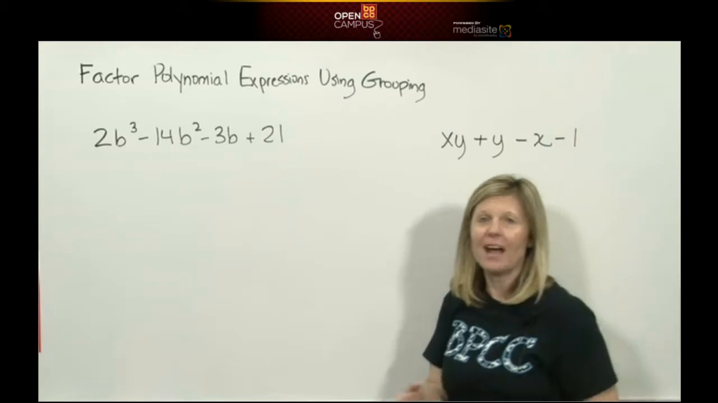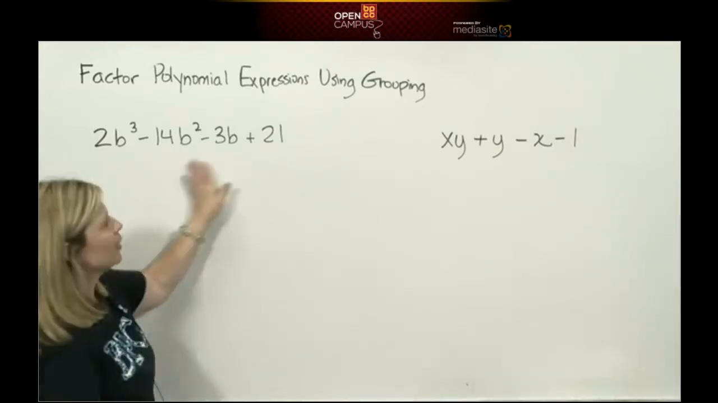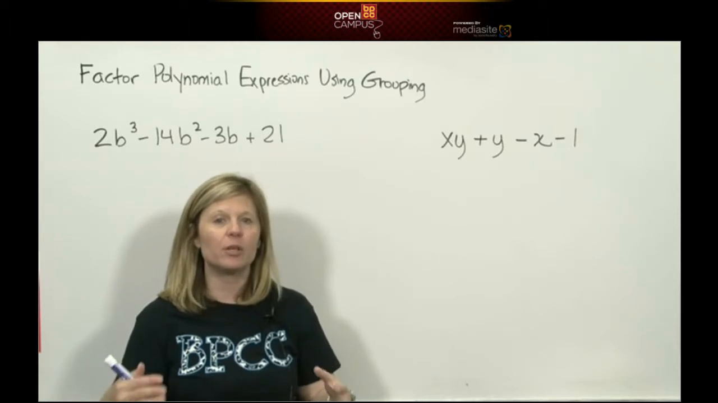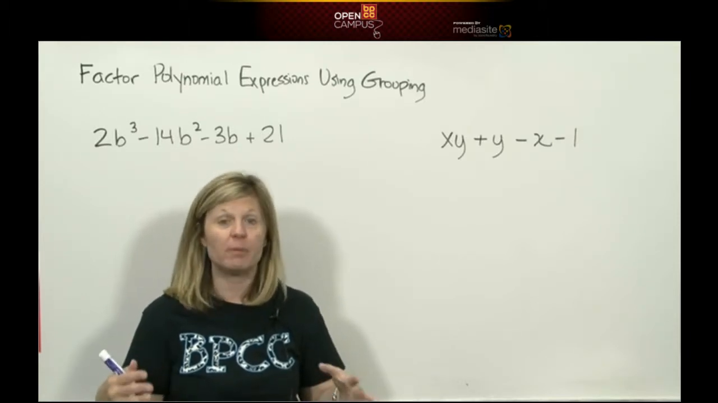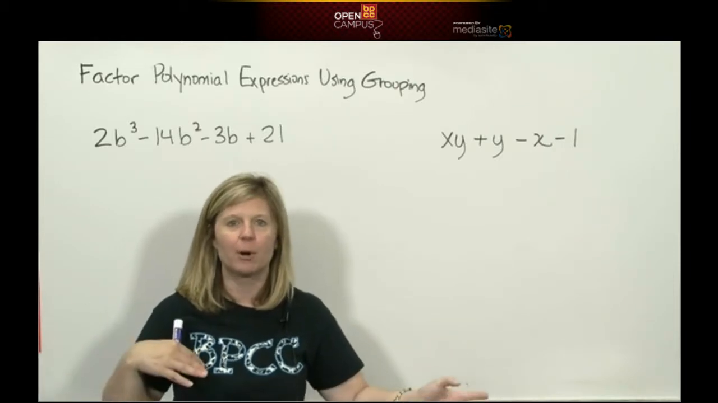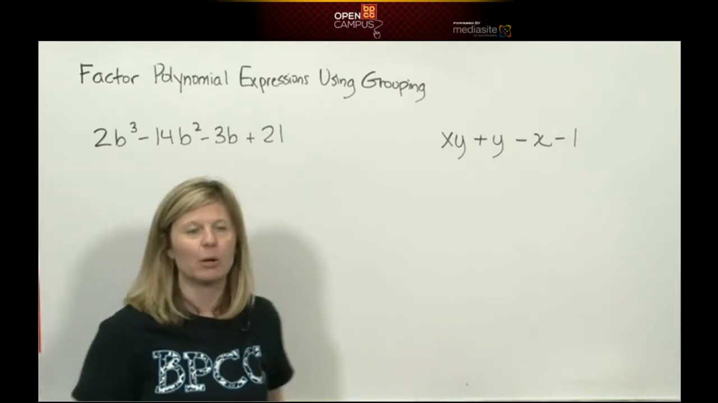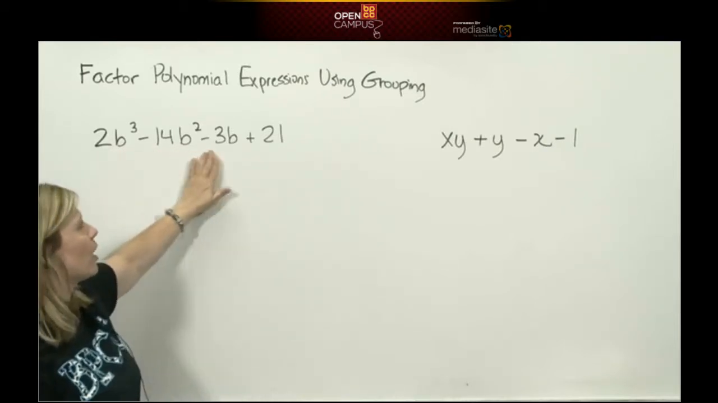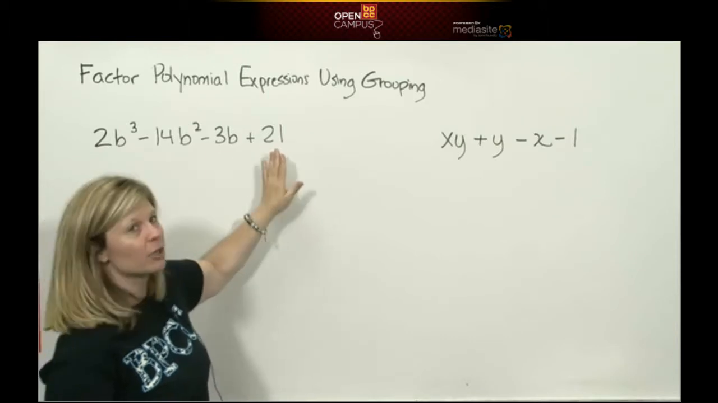Okay, welcome back to factoring. So I have up here two polynomial expressions. The first thing I want you to think about is every time you hear the word factor, the first thought should be, let's see if all the terms have something in common, whether it be a number, a variable, or a product of both. So I have 2b cubed minus 14b squared minus 3b plus 21.